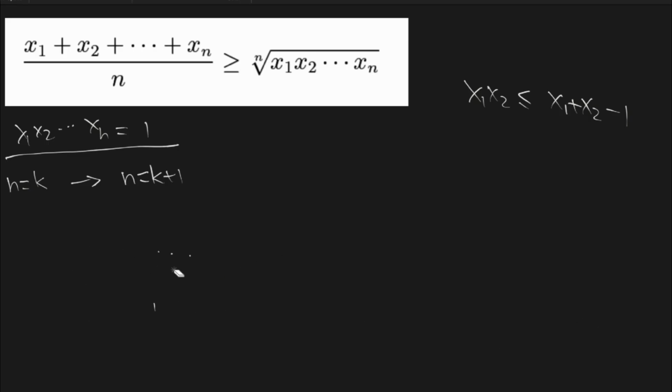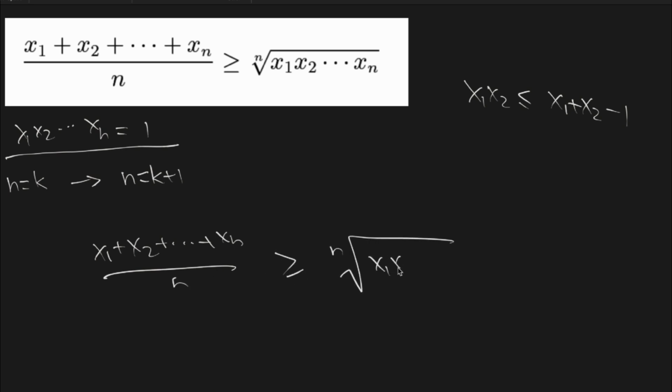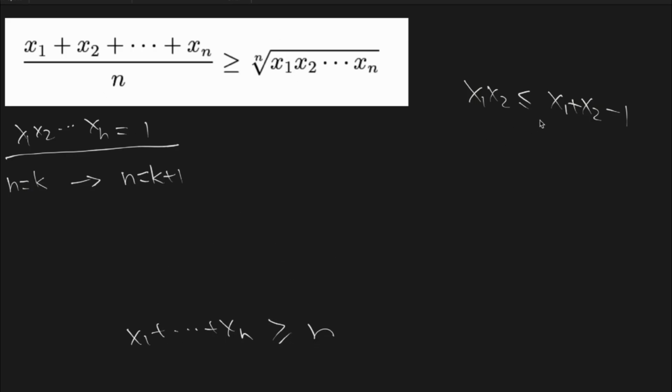And what we can do is that we want to prove that (x1 plus x2 plus all the way to xn) over n is greater than or equal to the nth root of x1 x2 dot dot dot xn. But we assume that their product is 1, so this should just be 1. And essentially we just want to prove that the sum is greater than or equal to n. And we can actually rewrite this as x1 plus x2 is greater than or equal to x1 x2 plus 1.